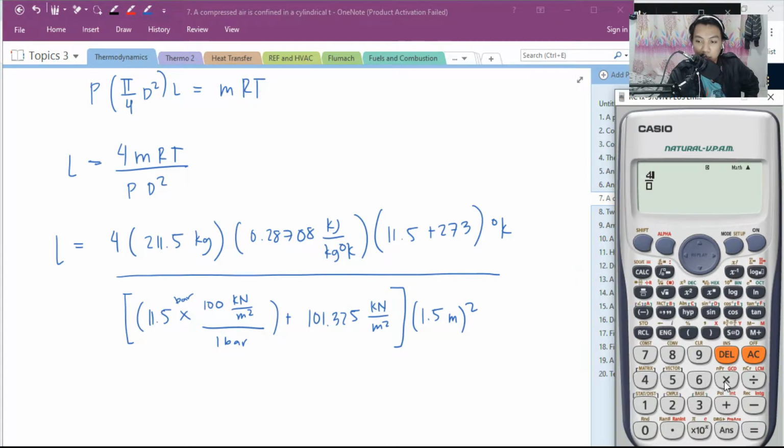So, that is 4 times 211.5 times 0.28708 multiplied to 11.5 plus 273, divide by 11.5 times 100 plus 101.325, multiplied to 1.5 times 1.5 or squared natin. The answer will be 24.54.